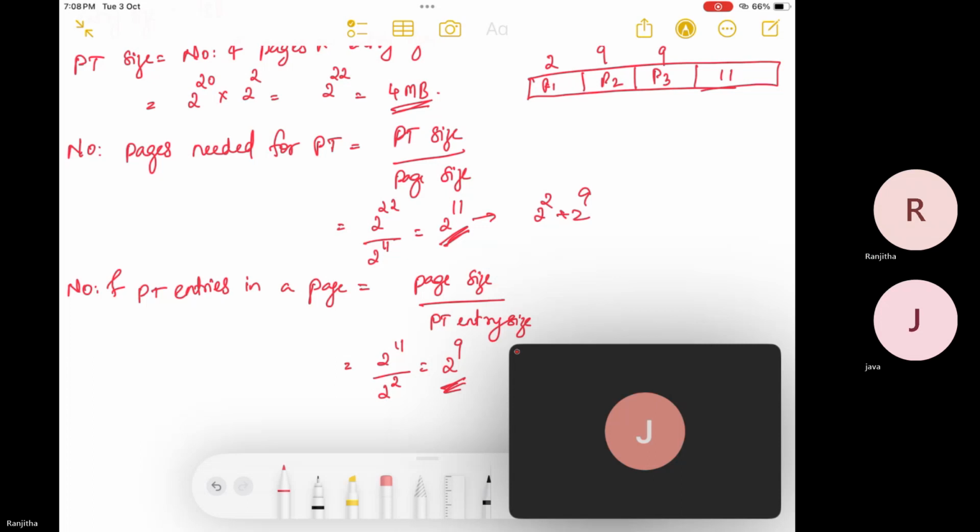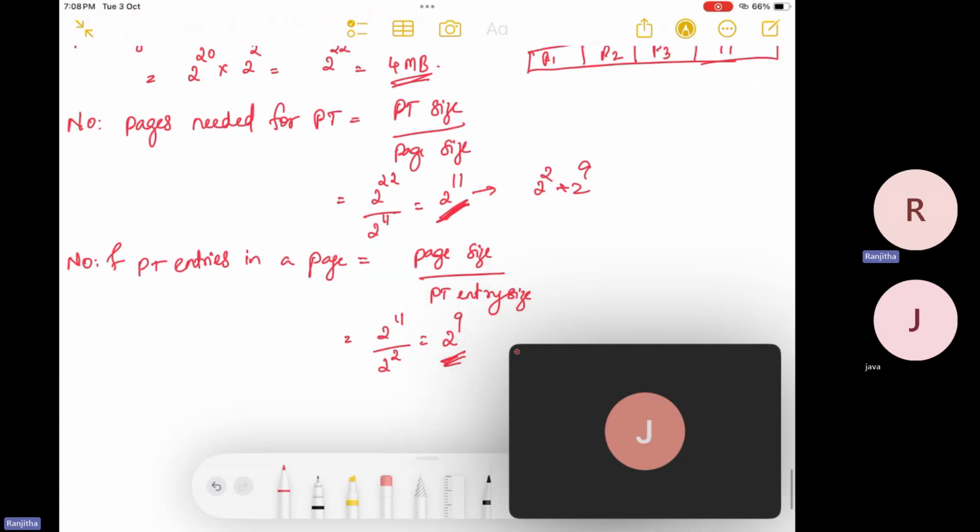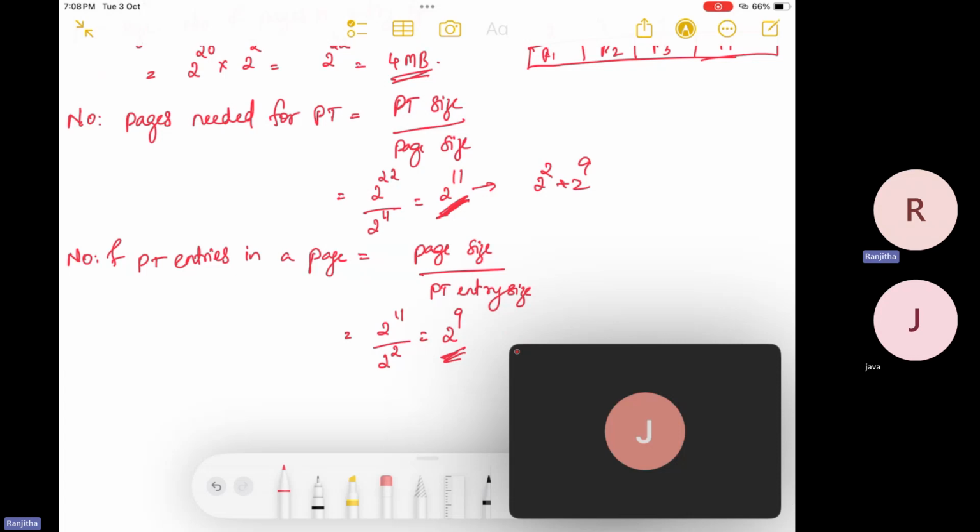So these 2 power 11 pages also cannot be accommodated in a single page. So many entries we need, right? So this again we cannot accommodate. So how many pages do we need for this? This is 2 power 11 by 2 power 9, because each page can accommodate 2 power 9 entries. So 2 power 11 by 2 power 9, that is 2 square outer pages we need. Okay, so that is how the multiple levels of the hierarchy are formed.